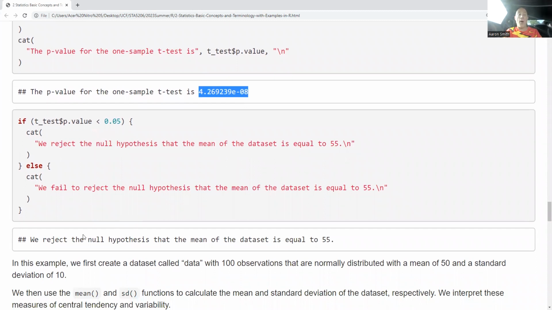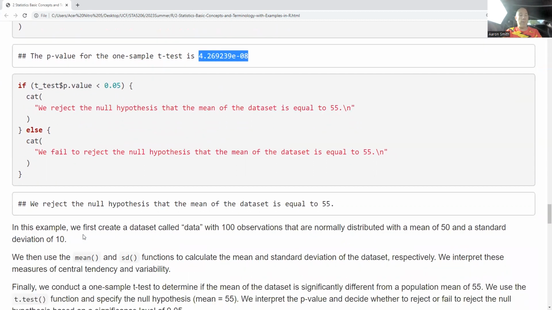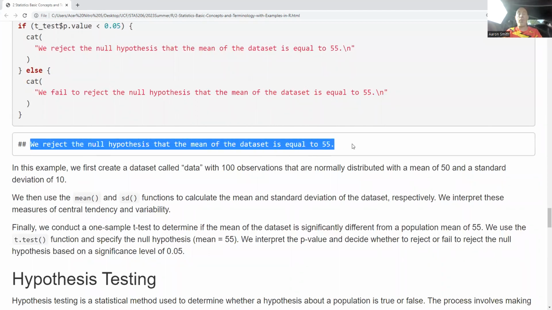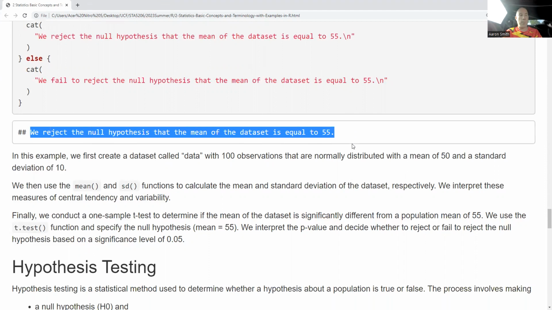So we reject the null hypothesis that the mean of the data set is equal to 55 in favor of the alternative. This has a weird phrasing to it, and when we get to hypothesis testing, we'll talk about this more.